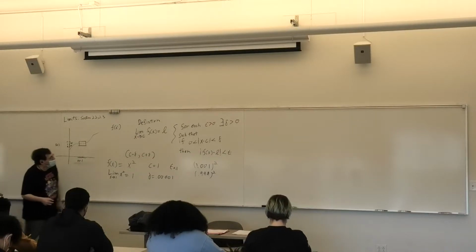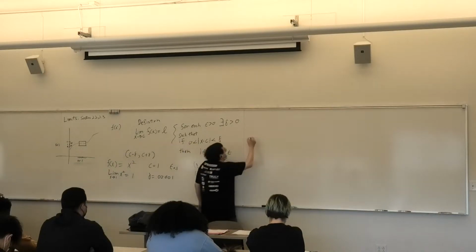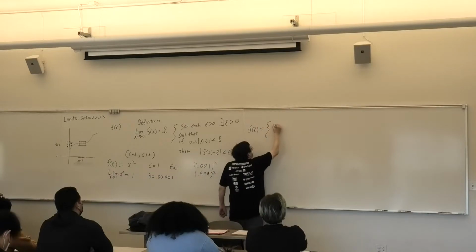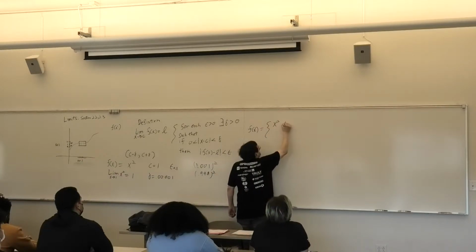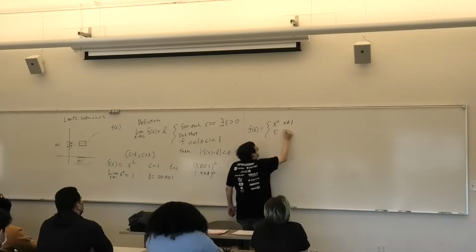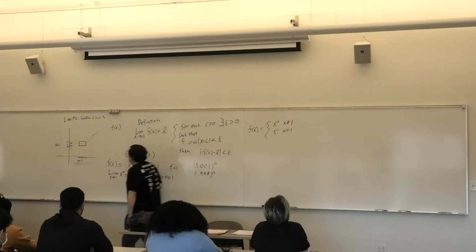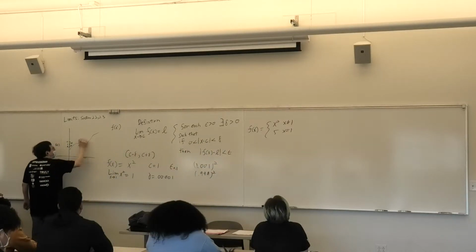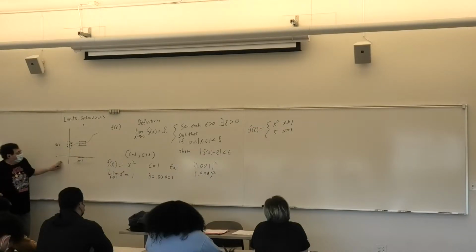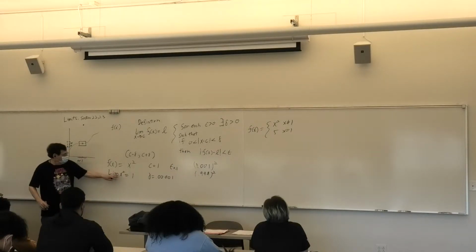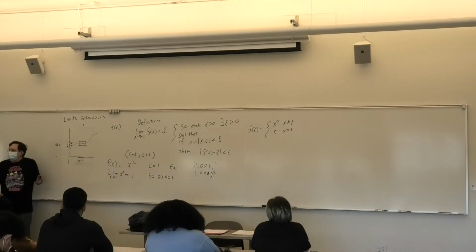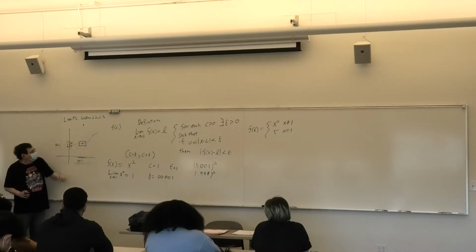Let's say I define f of x this way. f of x equals x squared for x not equal to 1, and 5 for x equal to 1. So the way that looks is I have a little hole here, and I have a point up here. The limit of x squared as x approaches 1 is still 1. It's only that one point that's kind of a problem.